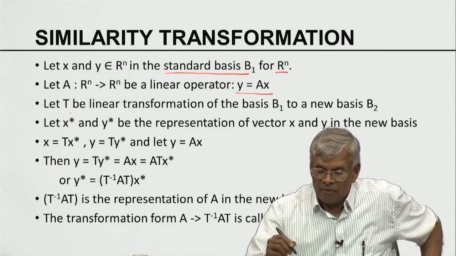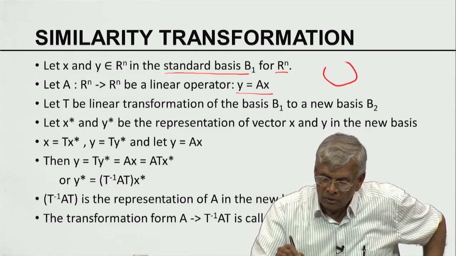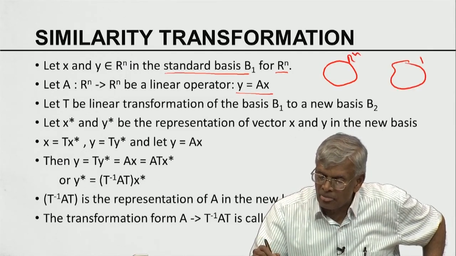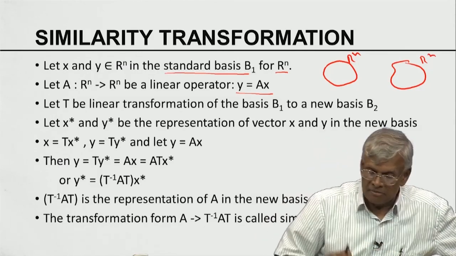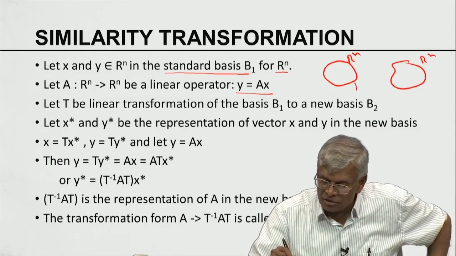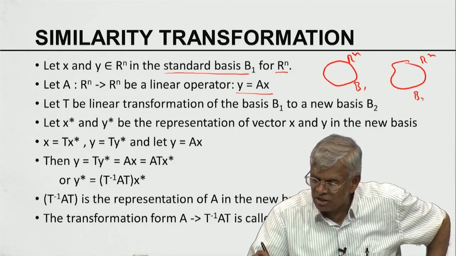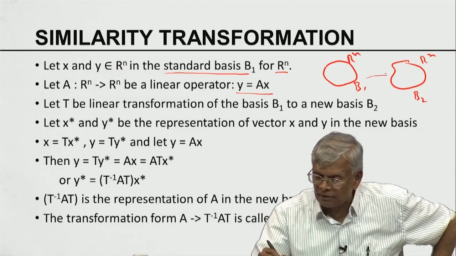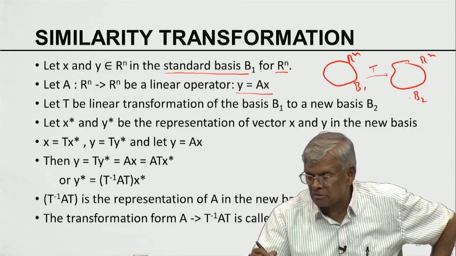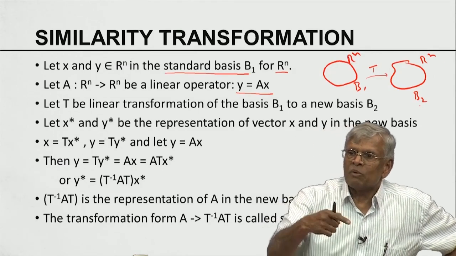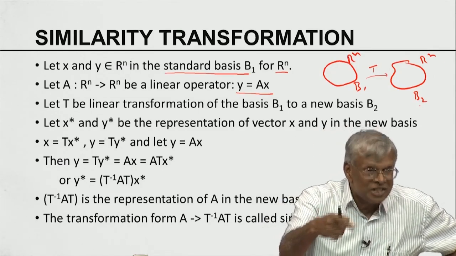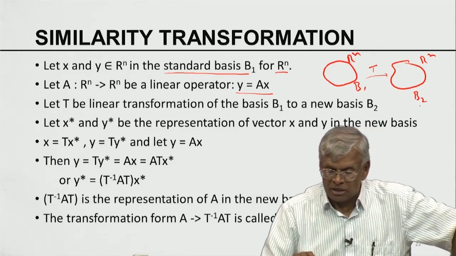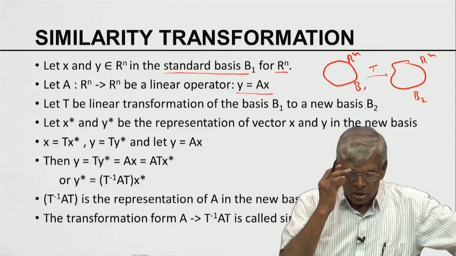So now let us think of it. I have Rn in one basis, I have Rn in another basis. So the basis for this is B1, the basis for this is B2, and we know that there is a linear transformation T that can map the basis B1 to B2. We have already seen B1 was E, B2 was G. You remember that? That being the last slide. So T is the linear transformation from basis B1 to the new basis B2.